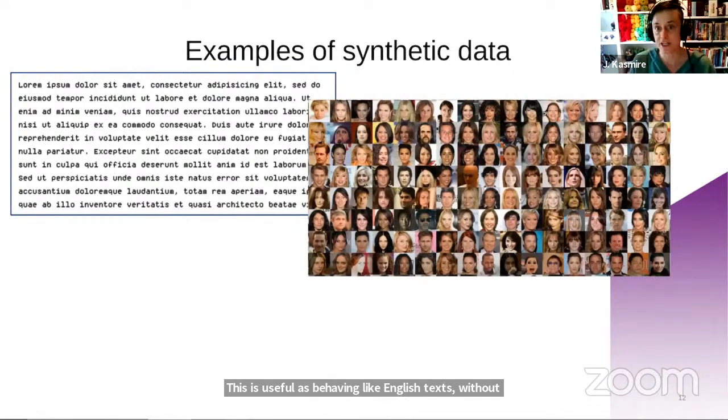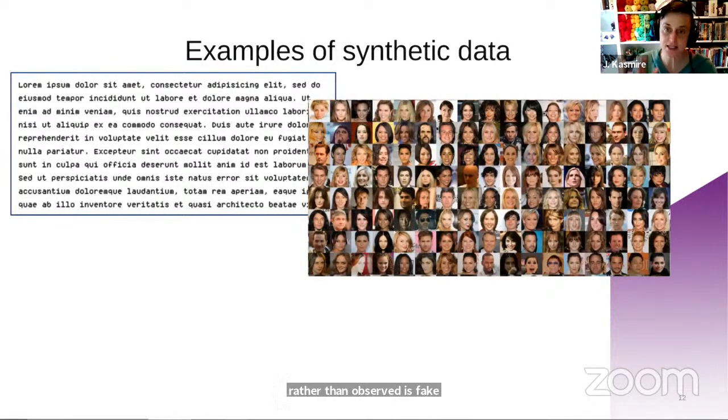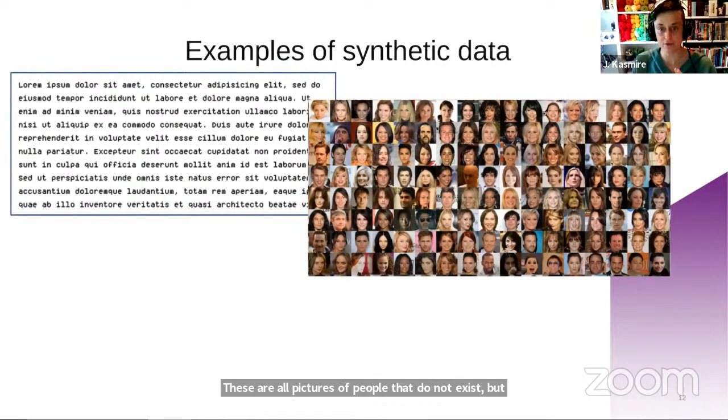Another example of synthetic data, data that is generated rather than observed, is fake celebrities. These are all pictures of people that do not exist, but they were created by an AI that was trained on photos of real celebrities and was told to generate some new celebrities that matched what it had learned about real celebrities, which is genuinely creepy.